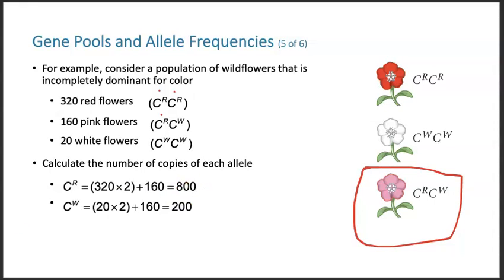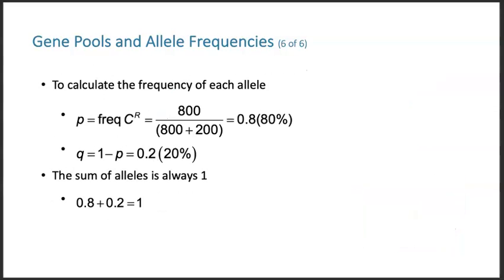And we can do the same thing for the white allele. There's 20 white flowers, so 20 times 2, right? Because there's 2 white alleles here. And then 160 times 1, because there's only 1 white allele in there, gives us 20 times 2 plus 160. That gives us 200 alleles. And that's the beginning of the math. That's just how we figure out the number of each allele if we are given the number of genotypes of each type. So how do we figure out P and Q from this?